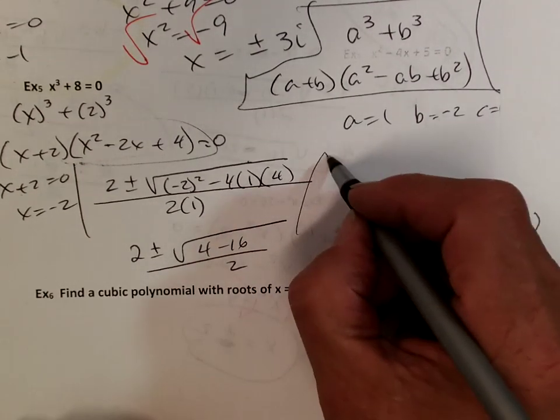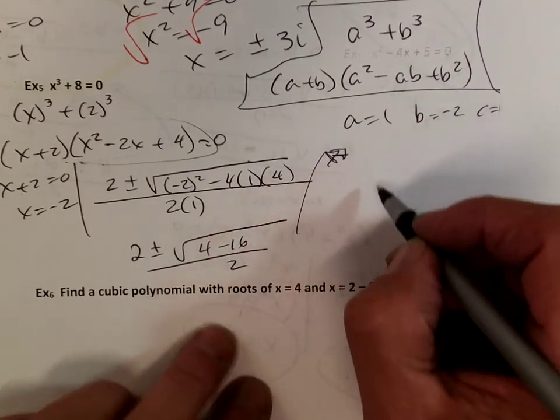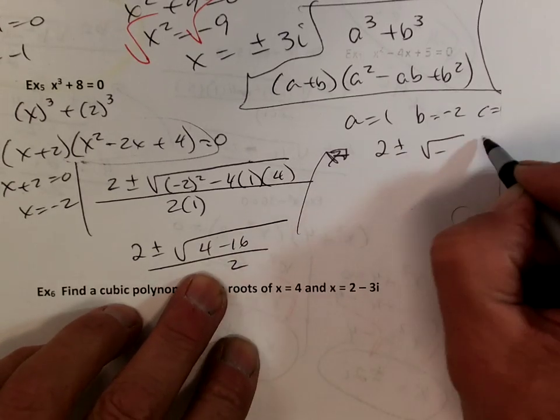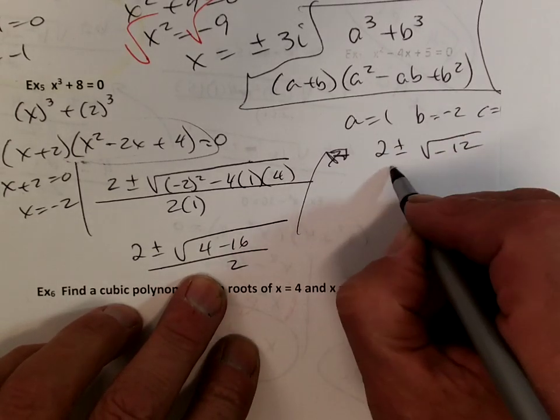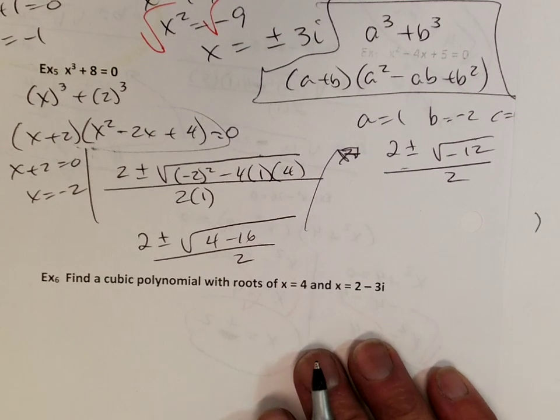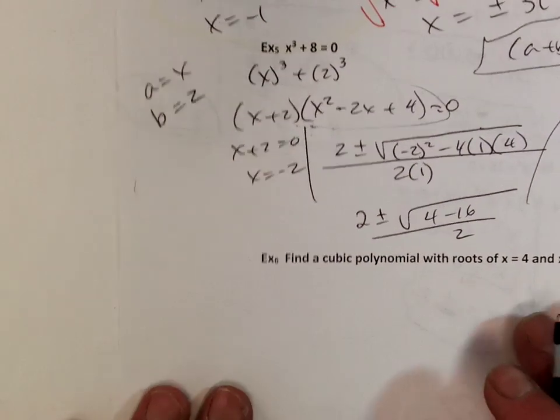Okay, I'm running out of room, so I'll put it up here. I'm going to slide it right up here. So I've got 2 plus or minus the square root of negative 12, all over 2. Okay, now I've got to do some side work, a little side work, so I'm going to slide the side work over here.